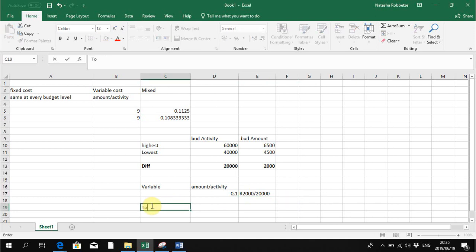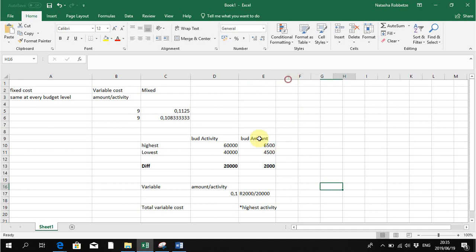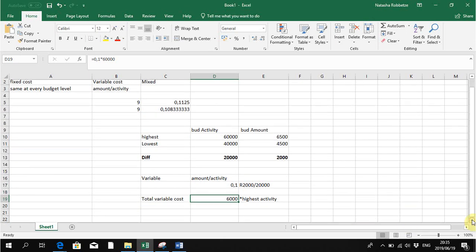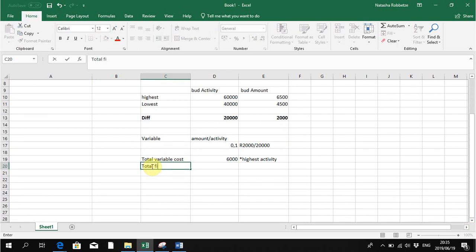Right, then I can calculate my total variable cost. And I do this by timesing by the highest activity. So I'm going to take the calculation that I've just done. I'm going to take this 10 cents and I am going to multiply it by the highest activity. So what was the highest activity? 60,000 units. So I'm going to say 0.1 times the 60,000 units highest activity, and I get my total variable cost is 6,000. Then I still need total fixed cost, and this should add up to total mixed cost.